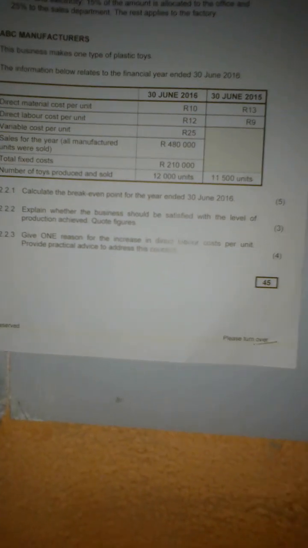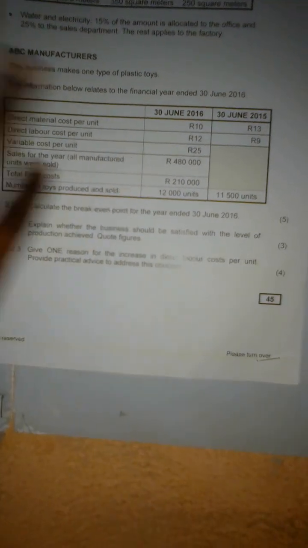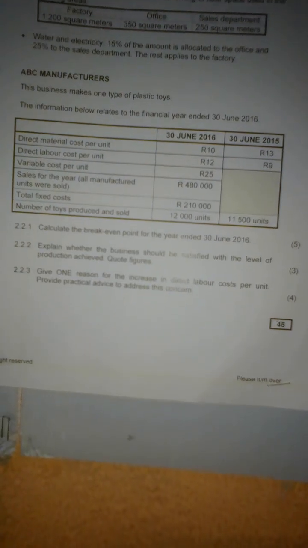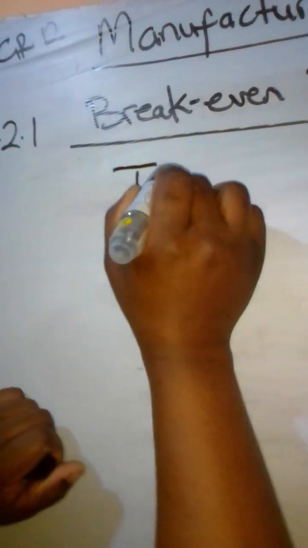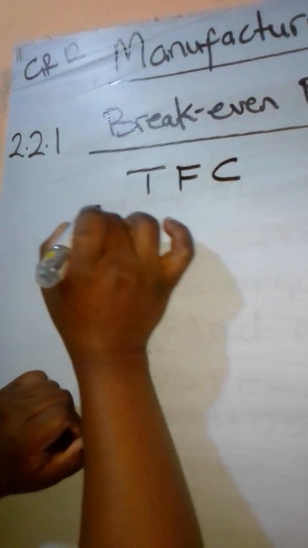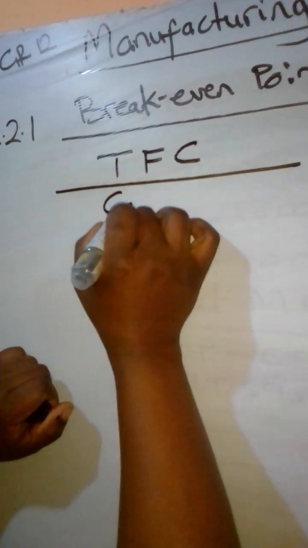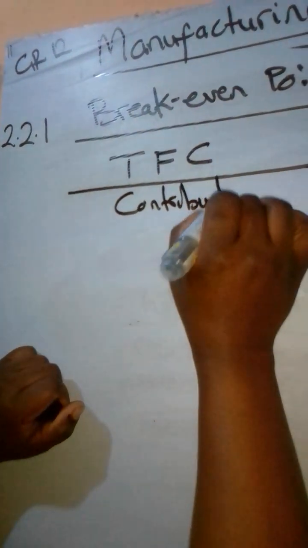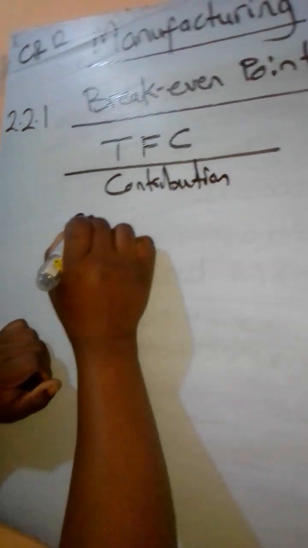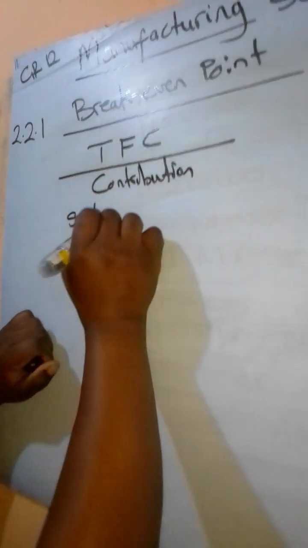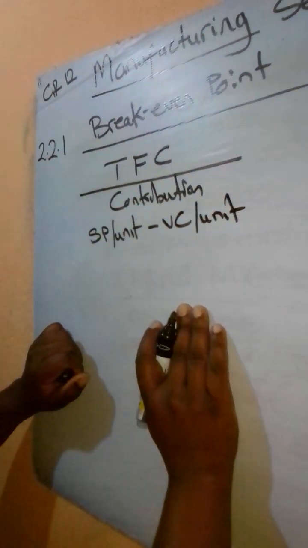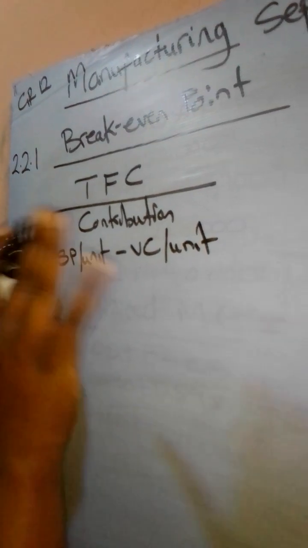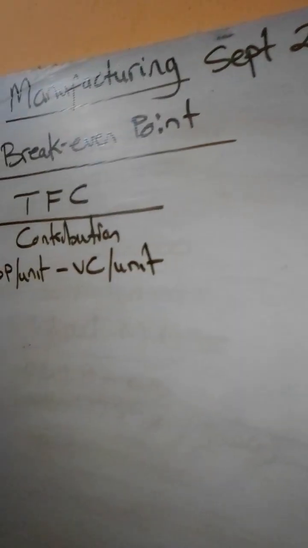Okay, first of all, let me show you the formula, and then after that, we simply substitute with the information that is given there. So when we are calculating the break-even point, we need our total fixed cost divided by the contribution. The contribution is selling price per unit minus the variable cost per unit. And then if we have all this, we can calculate our break-even point.